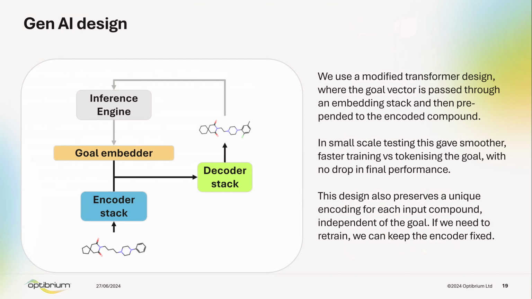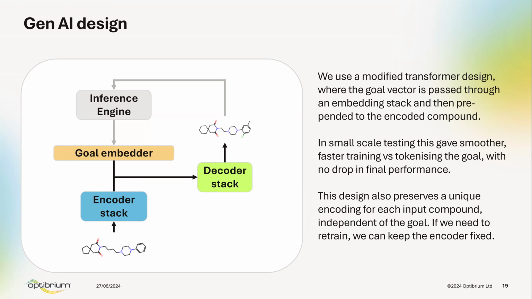So the approach that we've taken is to use a modified design of the transformer architecture. Transformers are the machine learning model class that powers the large language models, so things like ChatGPT, Google Gemini, that kind of thing. Those are all based off transformers.